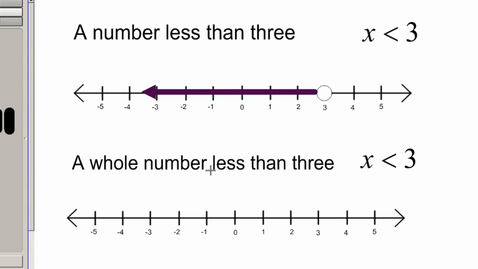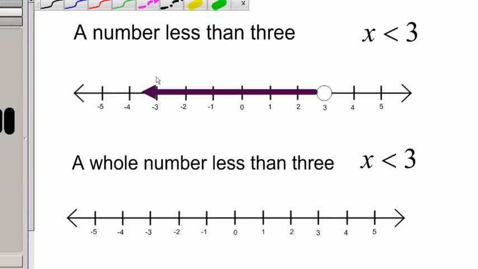Now I'm looking for a whole number that's less than 3. So now I actually have some restrictions here. I can't include a half anymore, and I can't include negative 1. Actually, I include 0. 0 is a whole number. I can include 1. I can include 2, and I cannot include 3.